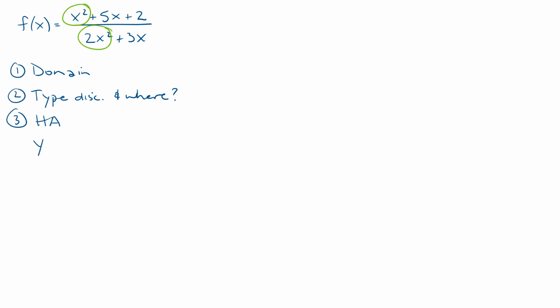So in this case, we would have y equals x squared over 2x squared, and then we would reduce the fraction. In this case, we get 1/2, which means we have a horizontal asymptote at y equals 1/2.